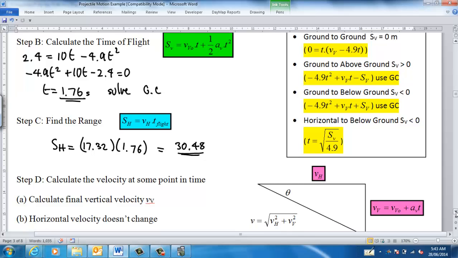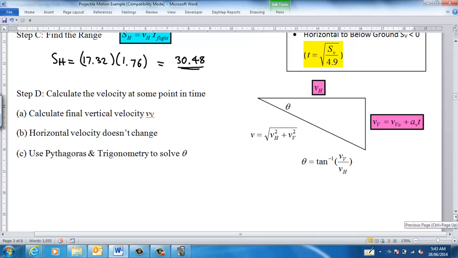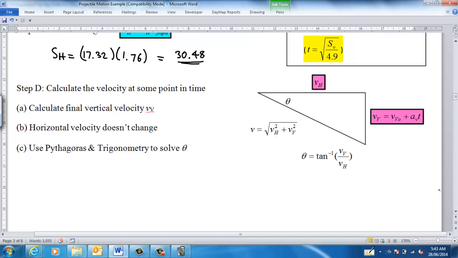The next thing we want to do is calculate the vertical velocity, keeping in mind the horizontal velocity doesn't change. So we might want to find its vertical velocity at 1.76. The first thing we have to do is go, our velocity is equal to our initial vertical velocity plus AV times by T. We know our initial vertical velocity is 10. That's going to be minus 9.8 times by a time which is 1.76.